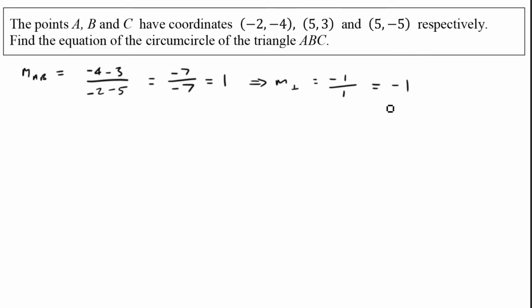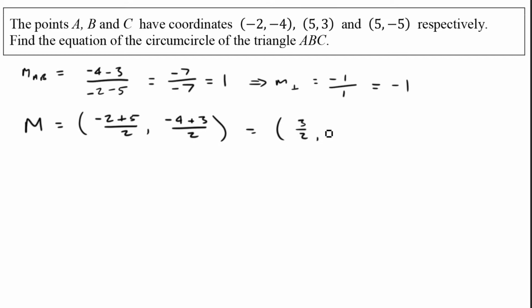We are also going to need to know a point on this line, and the midpoint of A and B is the point to use. What are the coordinates of that midpoint? We will have to average the x coordinates of A and B and the y coordinates of A and B. That midpoint has coordinates (3/2, -1/2).